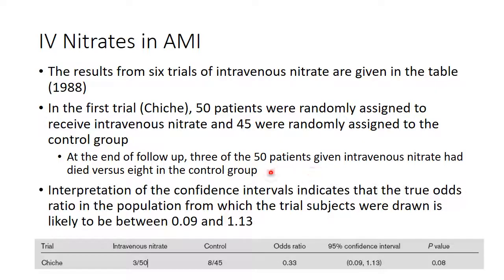The interpretation of the confidence intervals there indicates that the true odds ratio in the population from which the trial subjects were drawn, so all the population of people with acute MI, would likely be between 0.09 and 1.13. So somewhere between there, we either have a reduction in the odds of death by getting IV nitrates or an increase in the odds of death. It's not usually what you want to see in these kinds of cases, but we have that range there. And because it crosses 1, we see that the p-value is not going to be significant.